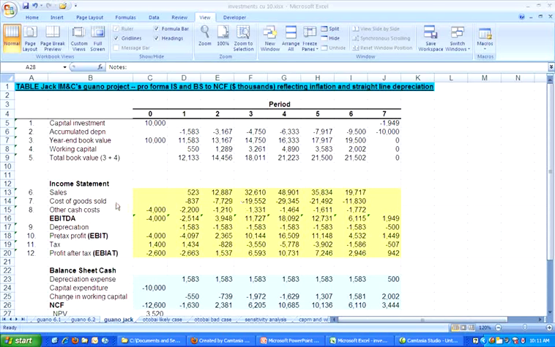The next 2 rows of the projected or pro forma income statement show cash costs for such production inputs as materials and labor. Revenues minus cash costs yields EBITDA, which stands for earnings before interest, taxes, depreciation, and amortization. EBITDA is the operating cash generated by the project.